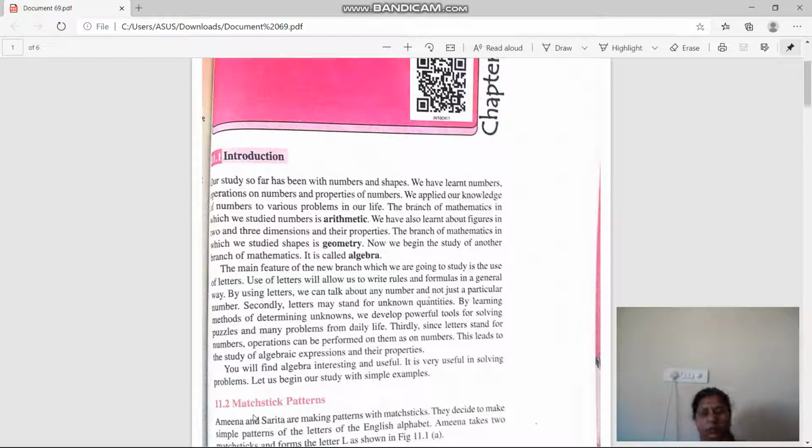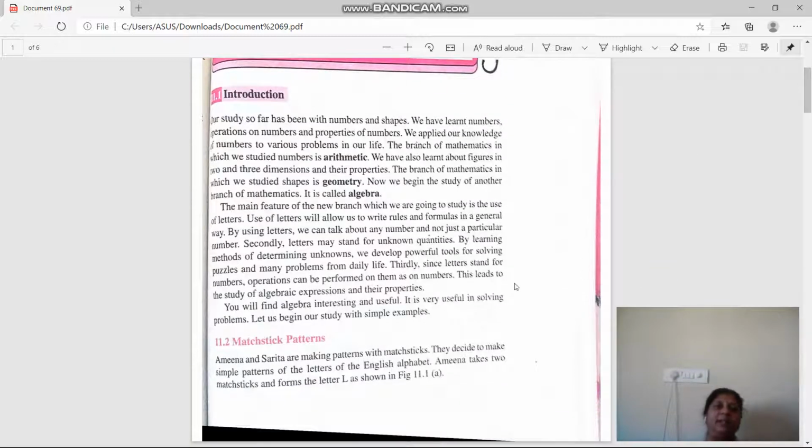So, let's see. Matchstick pattern. I think in the fifth standard you have studied with the help of matchsticks. We have made different geometrical shapes, that is triangle, rectangle, squares. So many shapes we can make with the help of matchsticks. Okay. So see here which matchstick pattern we are discussing.